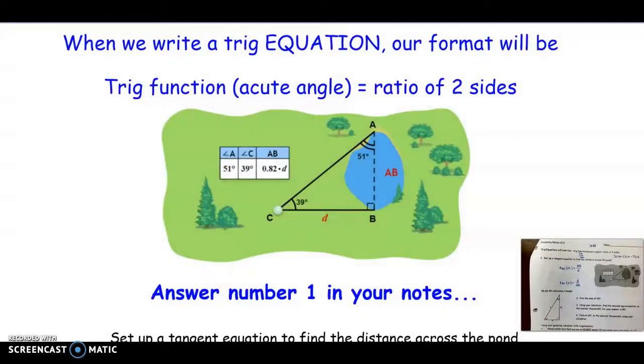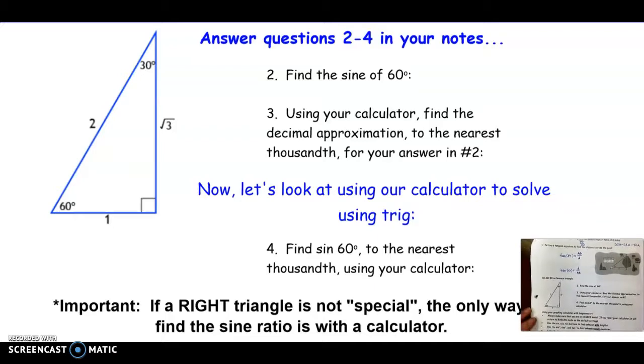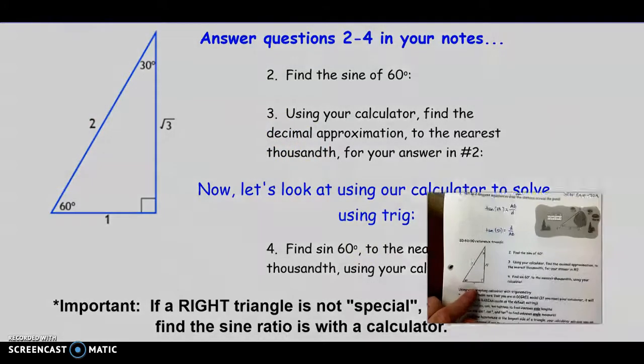All right, so let's look at question 2 through 4 in your notes. We're using the reference triangle of a 30, 60, 90. We just got finished looking at our special right triangles. And the first thing we're going to do is find the sine of 60 degrees. So now that we know what sine means and we know our special right triangle ratios, we know how to set up that reference triangle, we should be able to write that ratio.